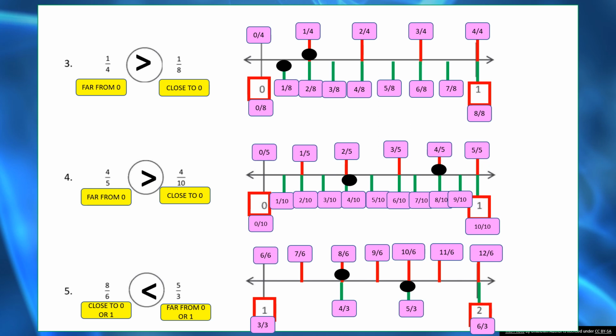Okay? So since 8/6 is closest to 1, which means it's closest to 0, then that means that that is the smaller fraction. So we will put the symbol in there, less than. 8/6 is less than 5/3.